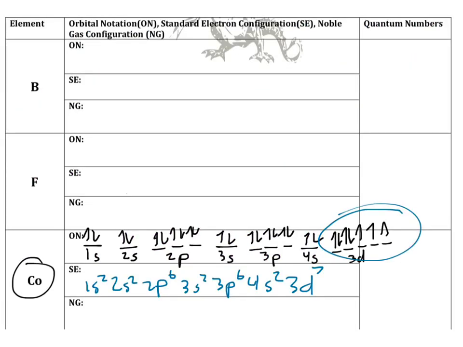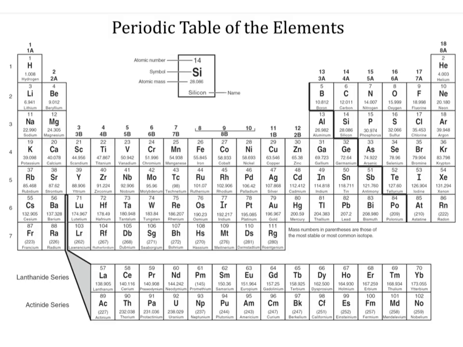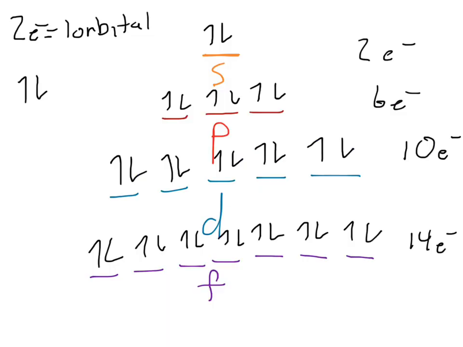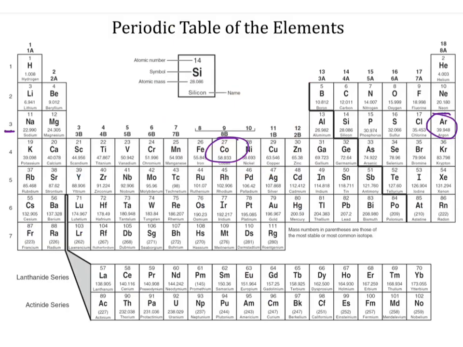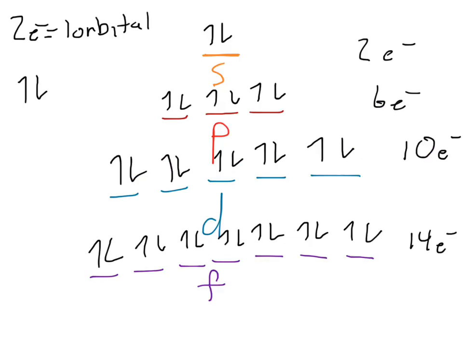Let's do one more noble gas configuration. We're going to do it for cobalt, so let's find cobalt on the periodic table. Here's cobalt. Again, we go to the noble gas on the row before it, so we're going to write argon. Then we write the electron configuration for everything in the same row that cobalt is in. So we have the 4s, and then we have the 3d.